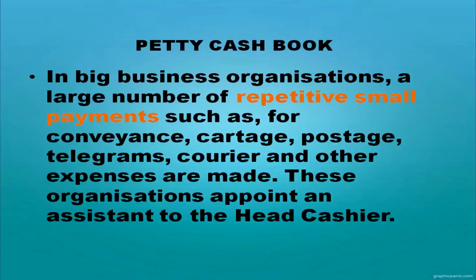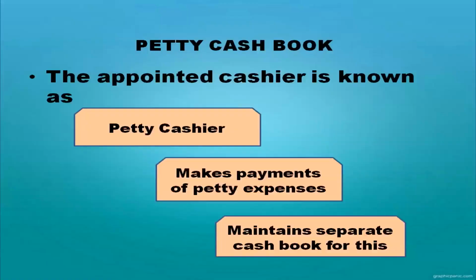Coming to the petty cash book, in big business organizations, a large number of repetitive small payments such as conveyance, cartage, postage, telegrams, courier and other expenses are made. These organizations appoint an assistant to the head cashier. The appointed cashier is known as the petty cashier. He makes payments of petty expenses. The petty cashier maintains a separate cash book for this.